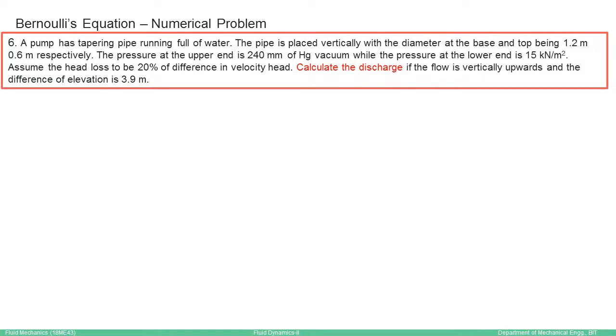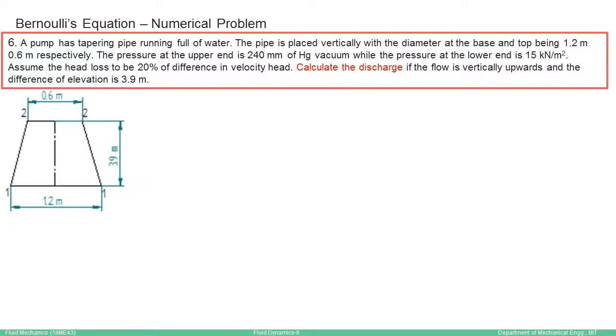A pump has a tapering pipe running full of water. The pipe is placed vertically with the diameter at the base and top being 1.2 meter and 0.6 meter respectively. The pressure at the upper end is 240 millimeter of mercury vacuum, while the pressure at the lower end is 50 kilonewton per meter squared. Assume the head loss to be 20% of difference in velocity head and calculate the discharge if the flow is vertically upwards and the difference of elevation is 3.9 meter. We shall formulate this problem.